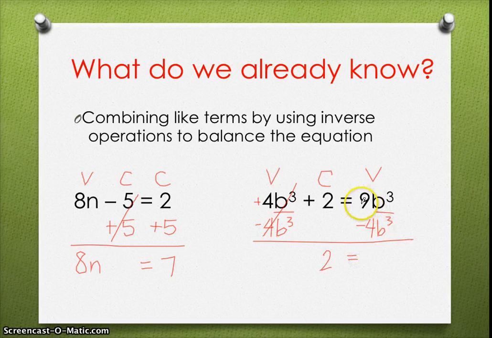And then we have a positive 9 and negative 4, which gives us a positive 5. And then our variable expression, b cubed. I know that my coefficient is a positive 5 because I started off with positive 9 and I'm going to combine it with a negative 4. Since there are more positives than negatives, I know my answer is going to be positive. So 9 positives with 4 negatives gives me 5 positives.